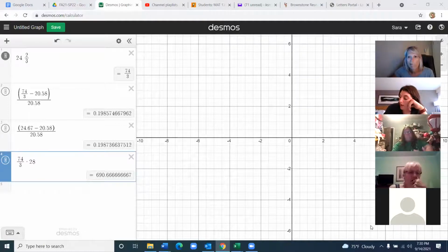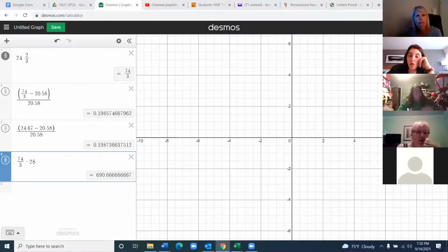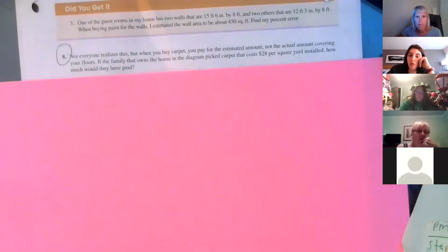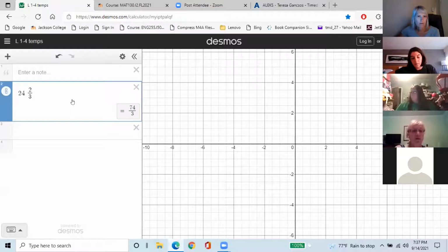I just did that. I put this 690.67 and it just told me I had to reattempt it. Let me try again. 690.67. Okay. So that gave me that answer. Yep. So the 24 2/3, and then this fraction button over here just switches it to the mixed number or the improper fraction. So now you can use 74 thirds for the rest of the problem.